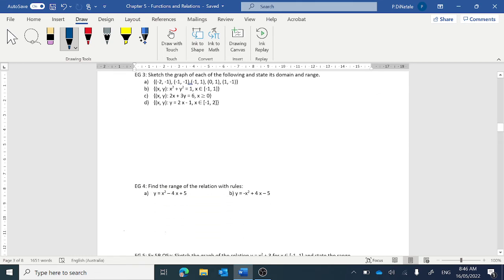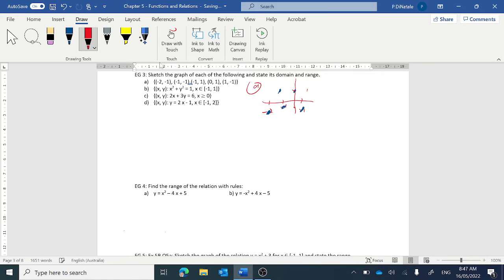So example 3 is sketch the graph of each of the following and state its domain. Again, these are just points for part A. We've got x is -2, y is -1, and -1, -1, and so on. So I get (-2, -1), which is down here, (-1, -1), (0, 1), and (1, -1). So there we go, that's that one there.